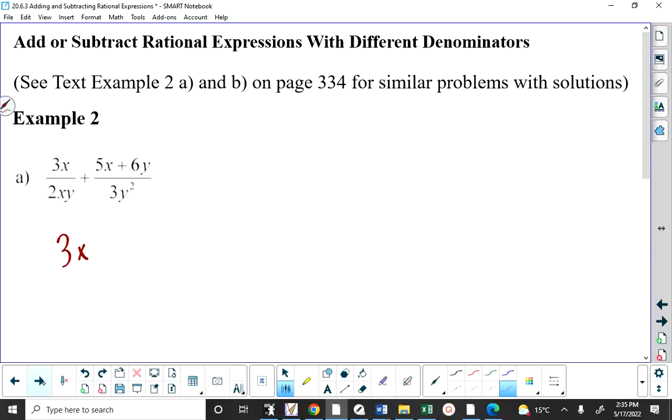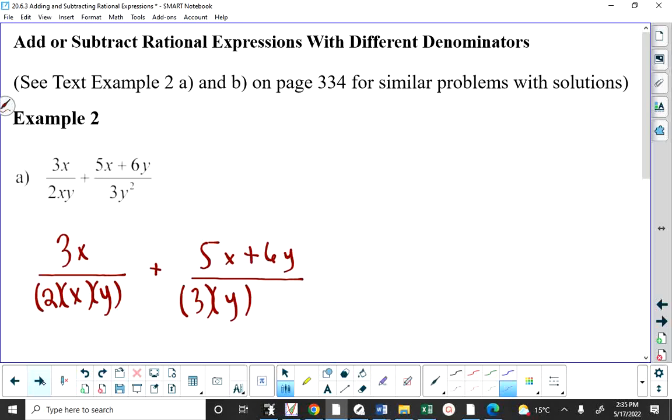Let's find out. This is 3x over 2 times x times y plus 5x plus 6y over 3 times y times y. How many of you now for sure know? Okay. So your confidence goes up. And then when I tell you that your lowest common denominator has to contain representation for each of the old denominators, it becomes a little bit easier. The first denominator is 2xy, so we need a 2, we need an x, we need a y. That denominator is represented now.